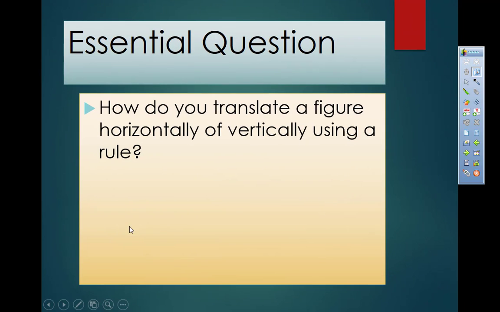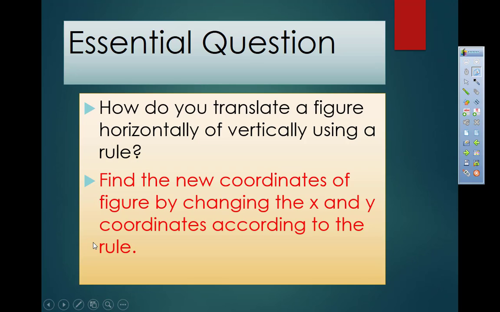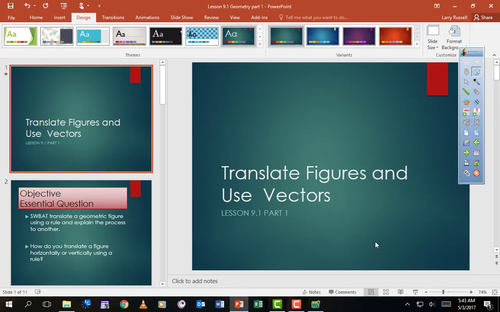Now we get to our essential question. Find the new coordinates of the figure by changing the x and the y coordinates according to the rule. And there you have it. The end. We'll do part 2 tomorrow.